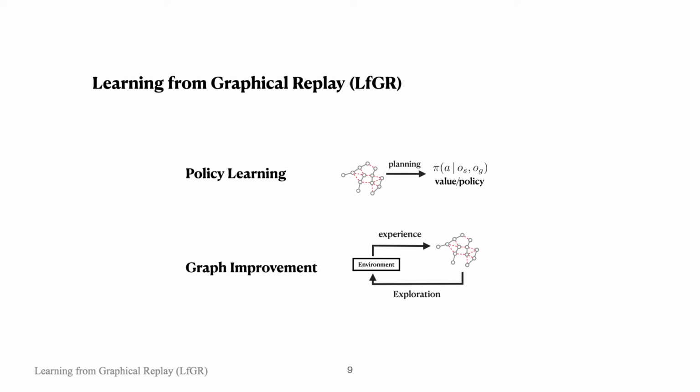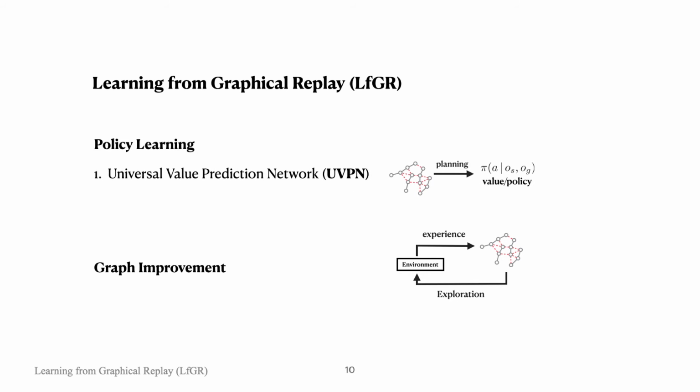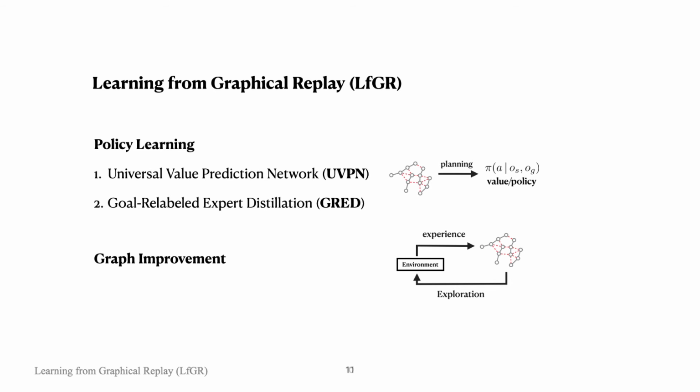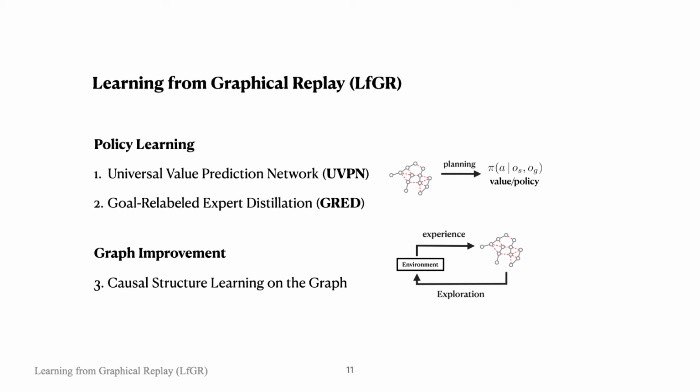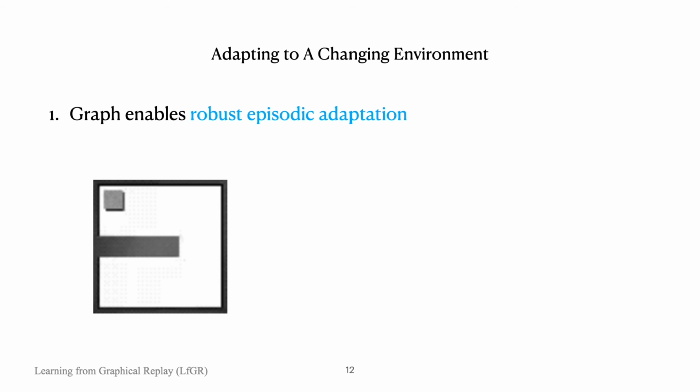Our contribution includes two supervised schemes for learning the policy. The first one is called Universal Value Prediction Network. It's inspired by Q-learning. And the second method is called goal-relabel expert distillation, and is inspired by offline policy gradient methods. We also include a specific way to improve the graph with causal structure learning and show empirically that this is key to the success of the policy.